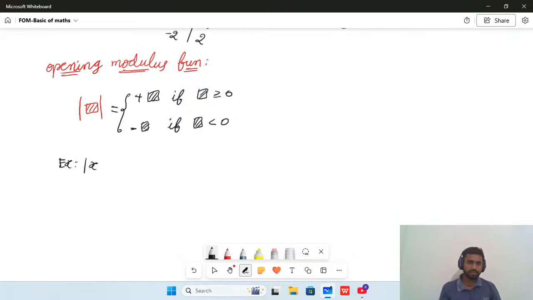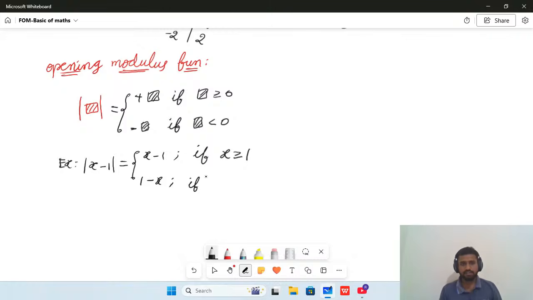So how to open this modulus of x minus 1? Modulus of x minus 1 will be opened with x minus 1 if x minus 1 is greater than or equal to 0. What is the meaning of x minus 1 greater than or equal to 0? It is nothing but x is greater than or equal to 1. Otherwise, this will be opened with 1 minus x, which is minus of x minus 1. So minus of x minus 1 is anyway 1 minus x.